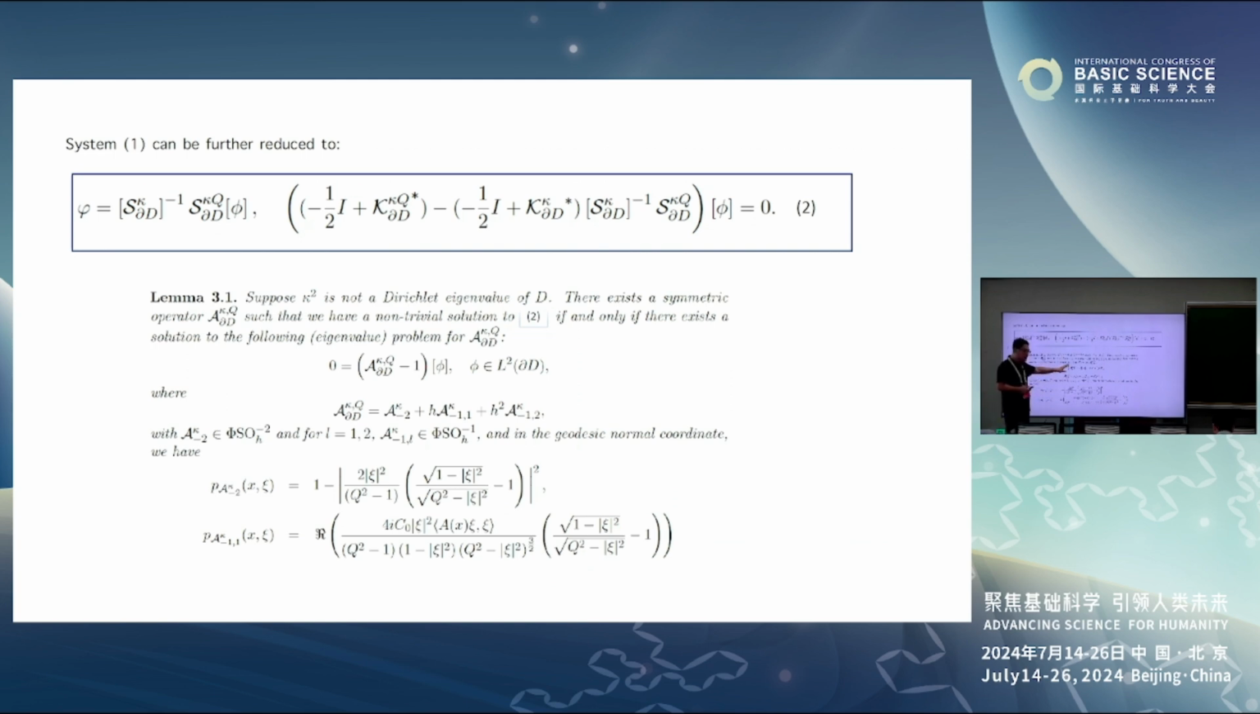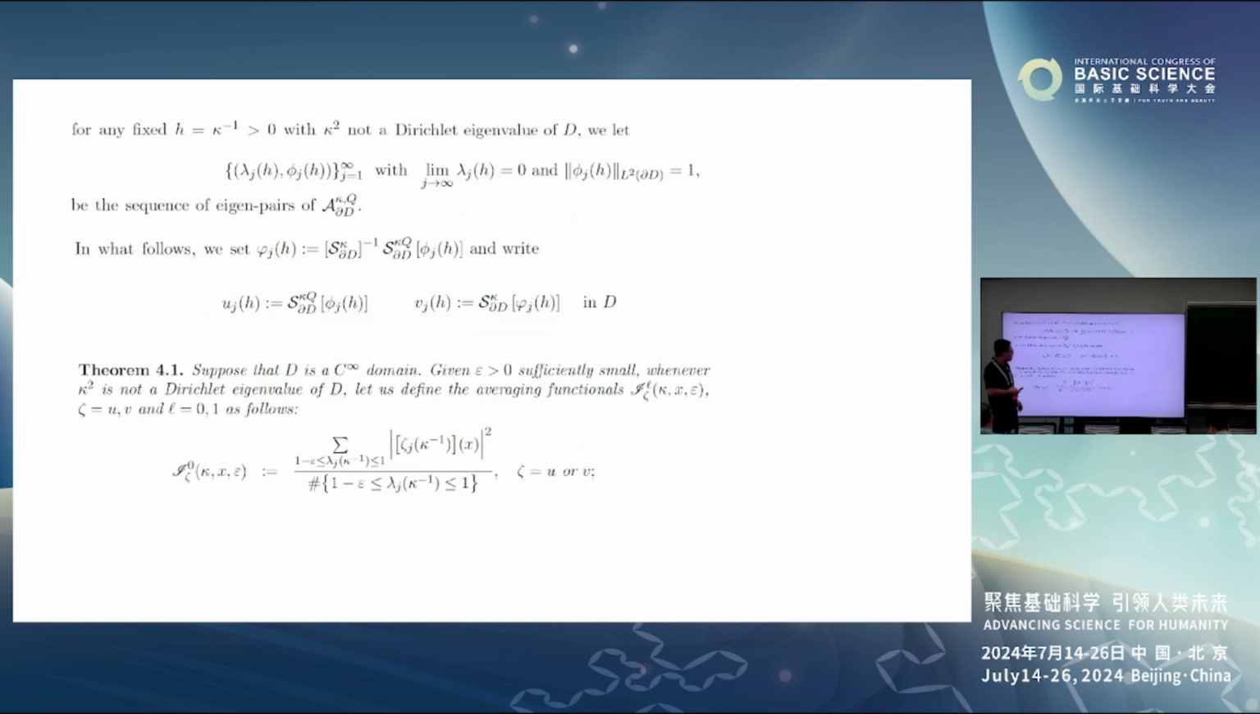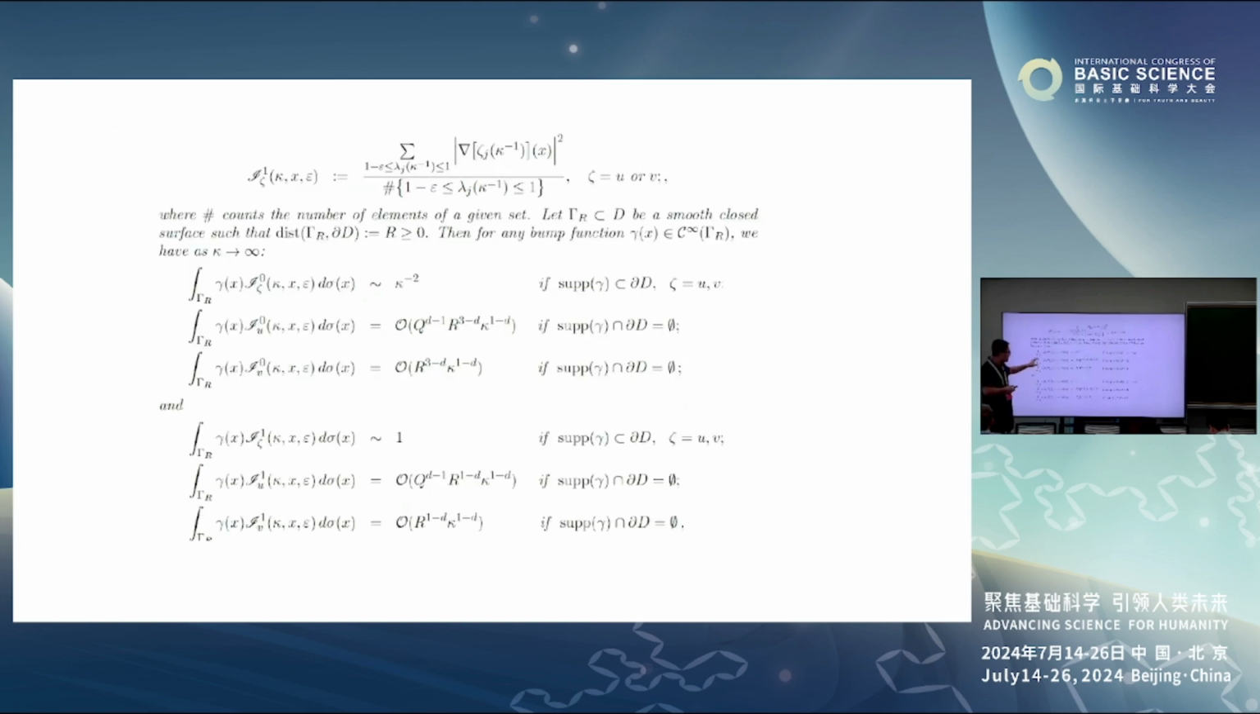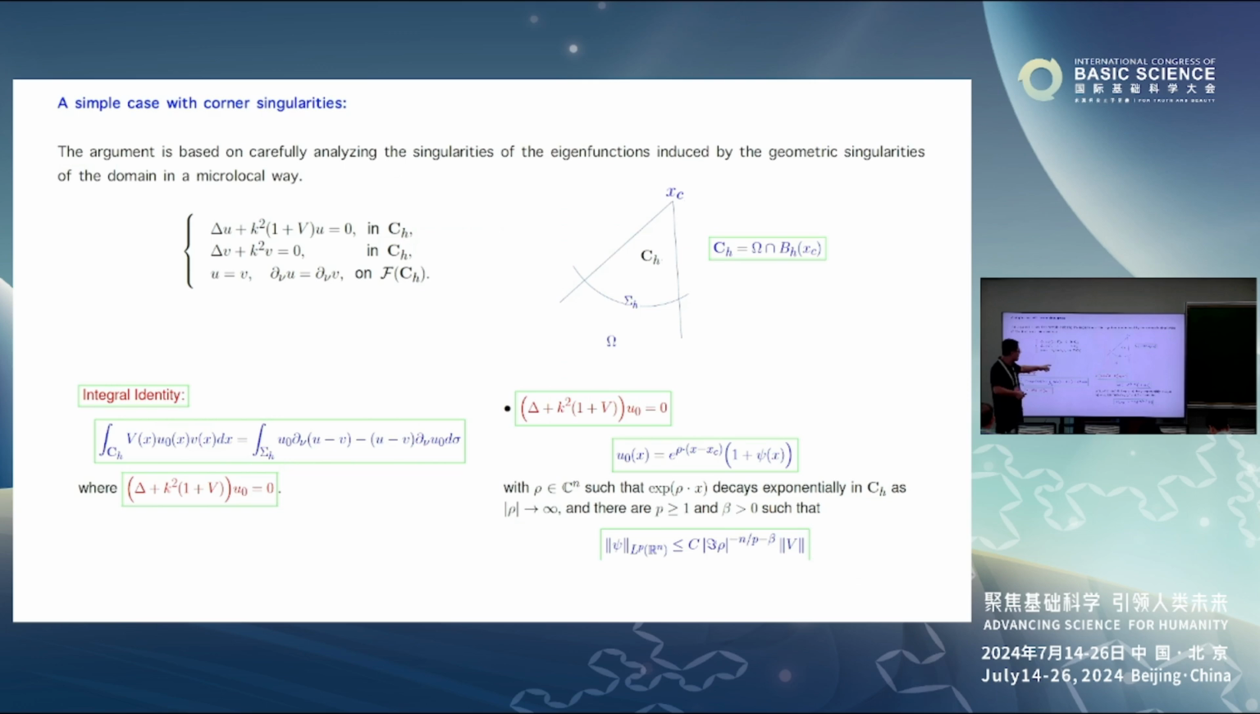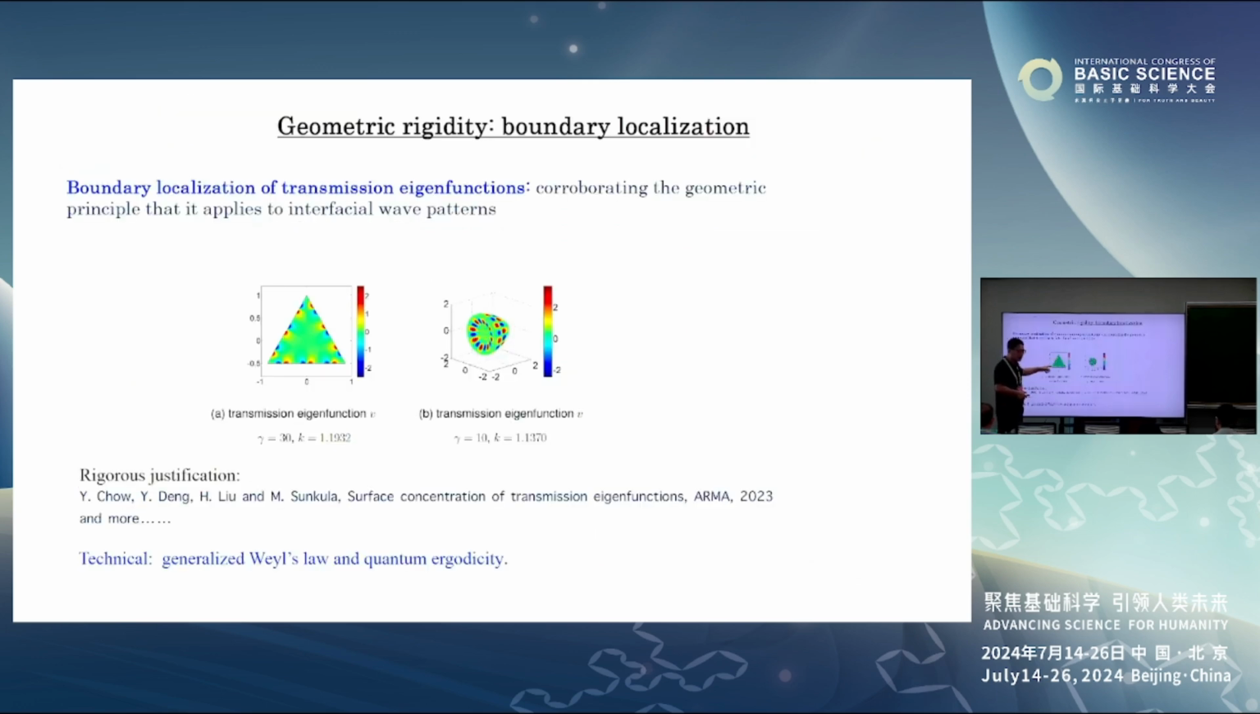And with this formulation, we can treat this as a pseudodifferential operator and consider the Hamiltonian flow generated by the principal symbol of this operator, and study the quantum ergodicity property. Okay, and then using this Weyl's law, we can show that the energy of these eigenfunctions possesses some property: it decays away from the boundary. Okay, so that gives us this boundary localization property of these eigenfunctions.